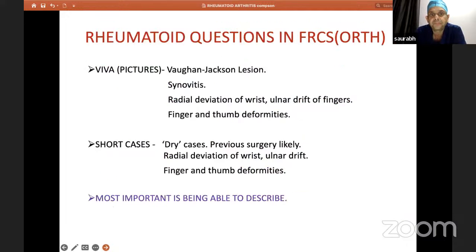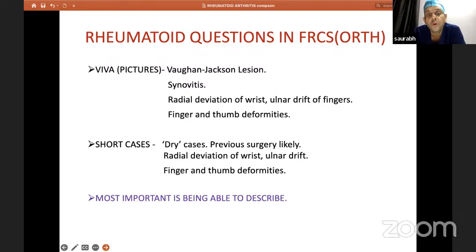So these are the questions that can be asked. For vivas: Vaughan-Jackson lesions, caput ulnae, synovitis of the tendons and the joints, radial deviation of the wrist causing ulnar drift of the fingers, and then finger and thumb deformities, your swan necks, your boutonnieres, thumb problems.